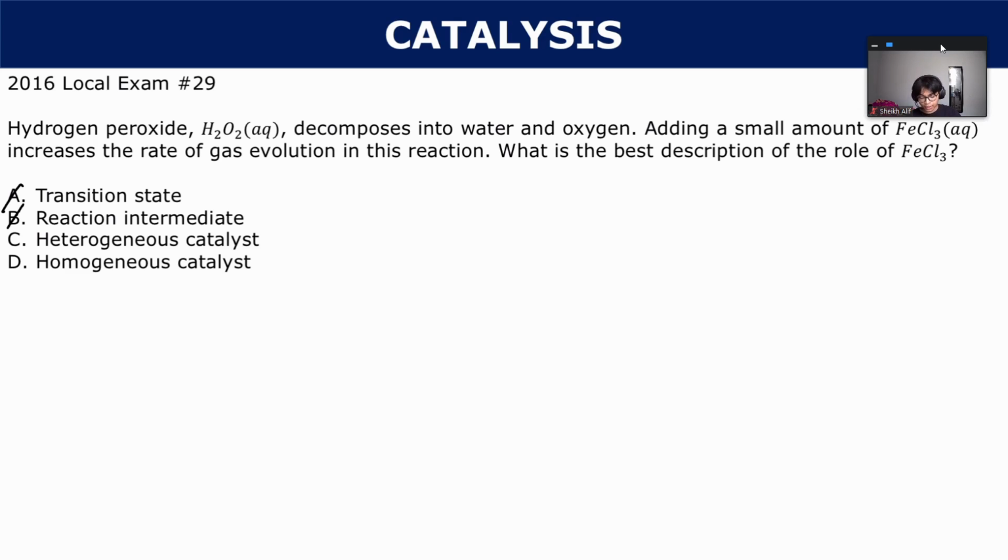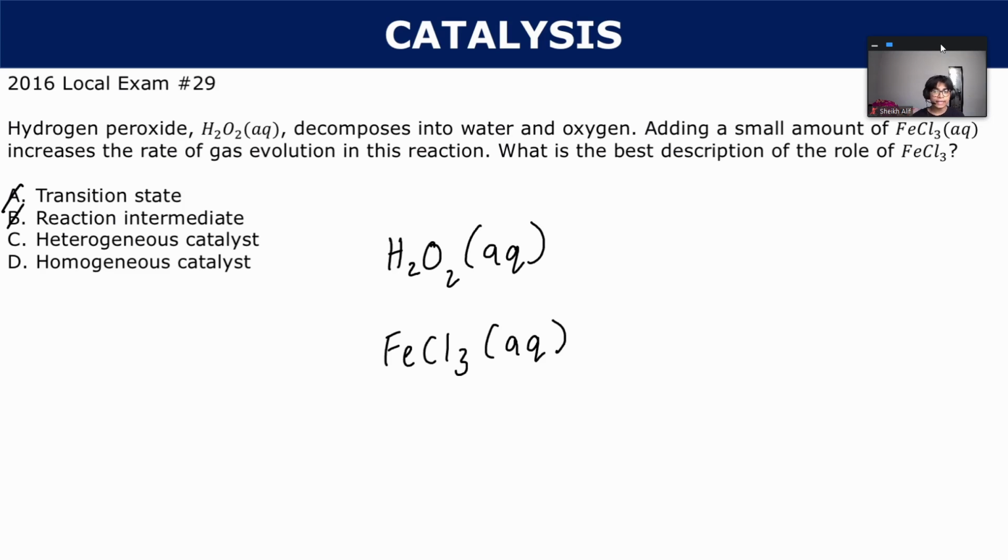Well, our reactant here would be hydrogen peroxide, so H2O2. And the important thing about this is that it's in the aqueous state. Now the catalyst, FeCl3, is also in the aqueous form. And remember, if the catalyst is in the same phase as the reactant, we say that it's going to be a homogeneous catalyst. And so our answer choice is D. Heterogeneous means that it would be at a different state, which in this case it is not. So our answer here would be D, which is the right answer.